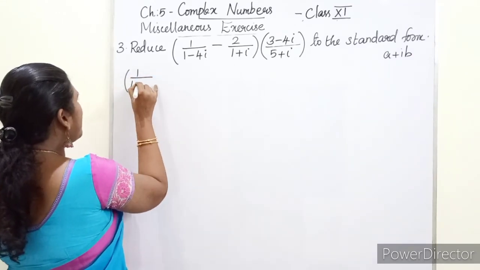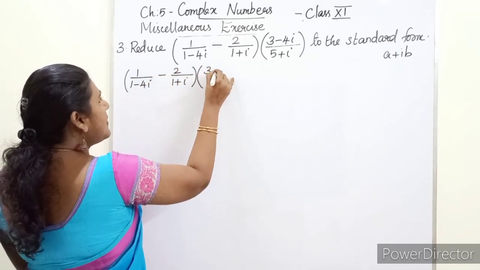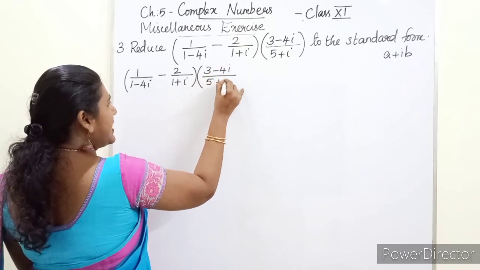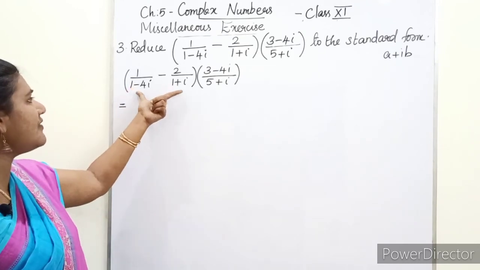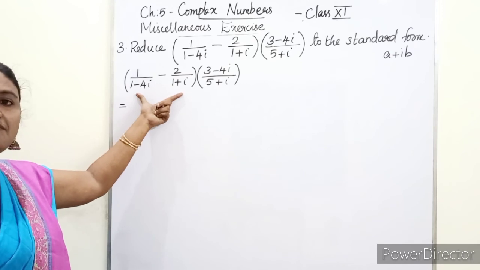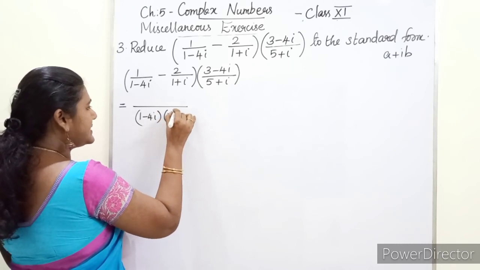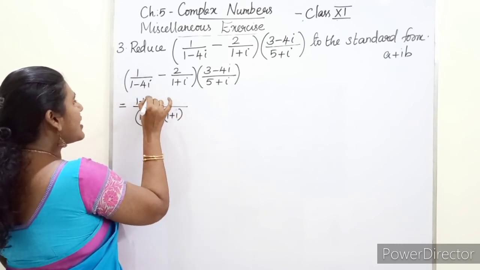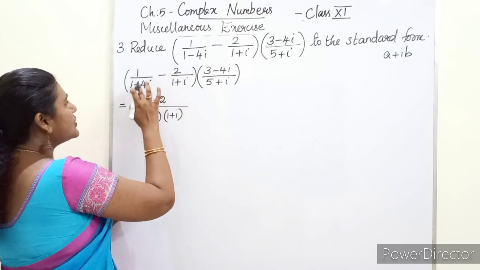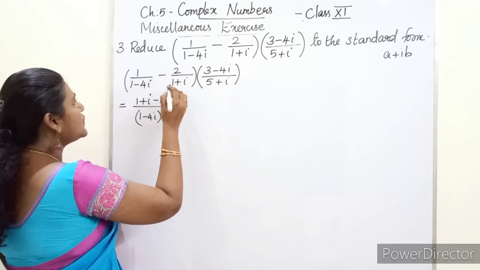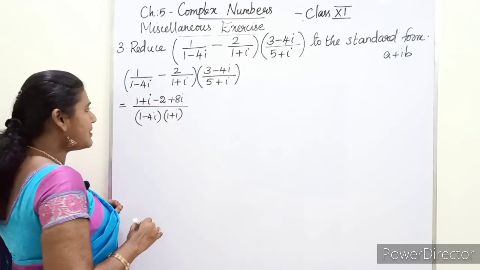So (1 by 1 minus 4i minus 2 by 1 plus i) into (3 minus 4i by 5 plus i). Here, in the expression inside the first bracket, we will take the LCM. So (1 minus 4i) into (1 plus i) is the LCM. In the numerator you will have 1 plus i minus 2 into (1 minus 4i). So 2 into 1 minus 4i: minus 2, then minus 2 into minus 4i is plus 8i. So we will simplify like this.